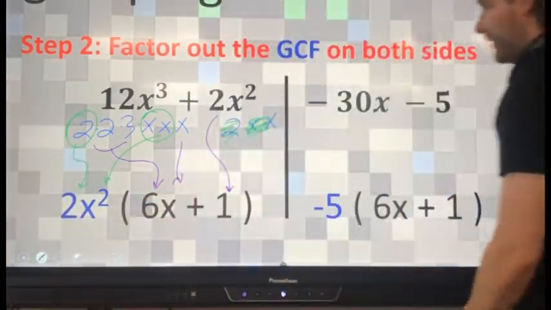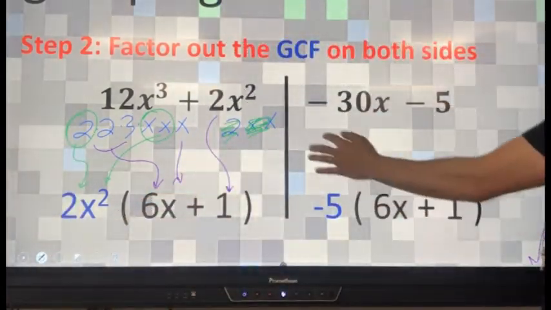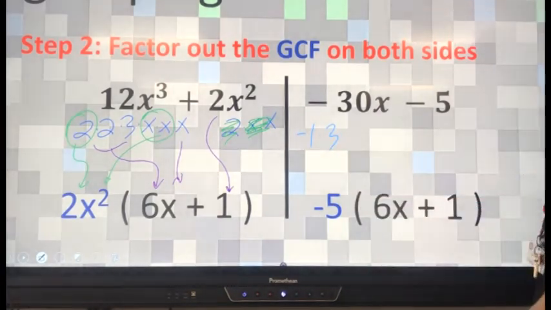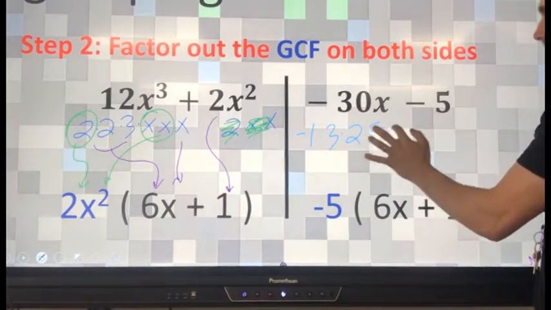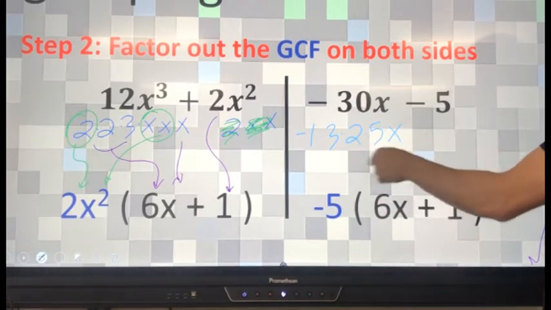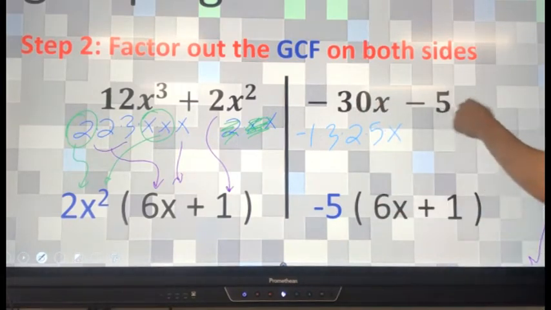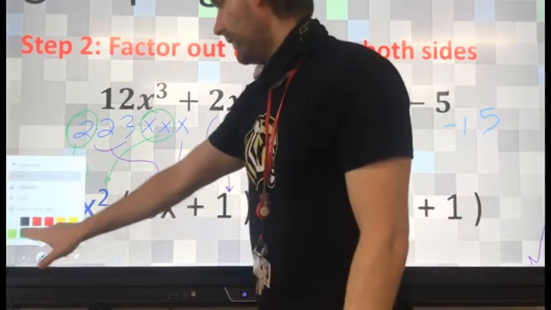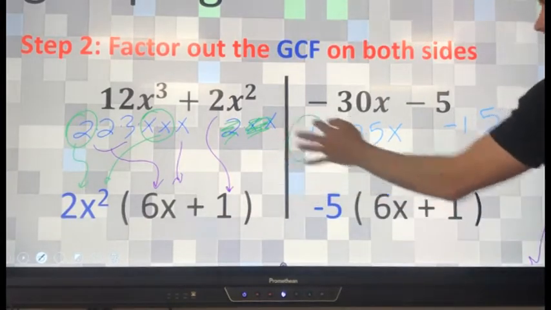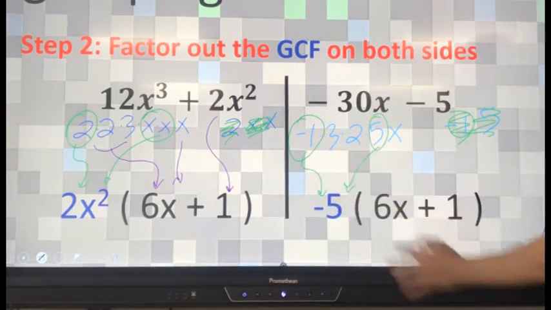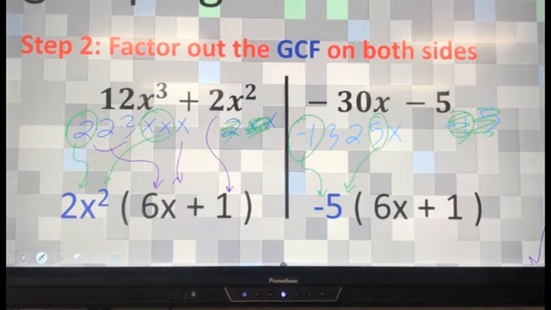Now I move on to the right side. Negative 3x minus 5. So looking at negative 3x, I have a negative 1 times 3, times 2, times x. And negative 5 is just saying negative 1 times 5. Now what do they have in common? I see that they share being a negative, and they share a 5. So I'm going to take out a negative 5 as my GCF.